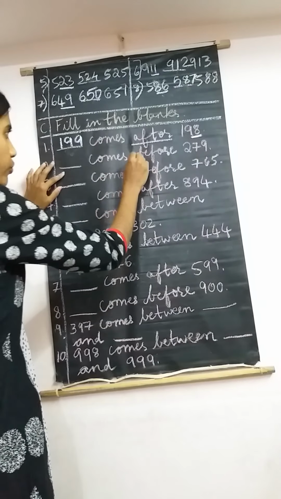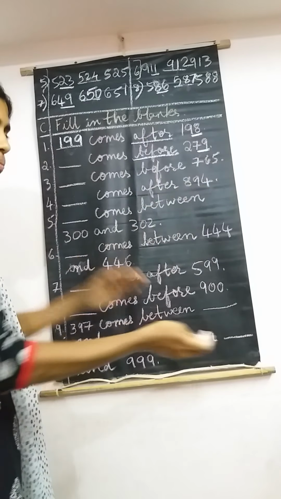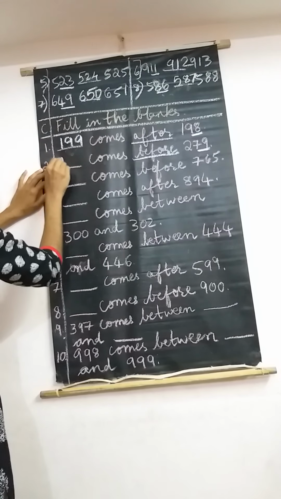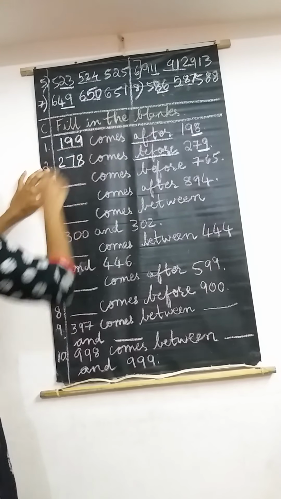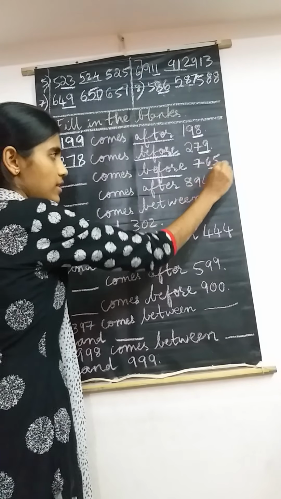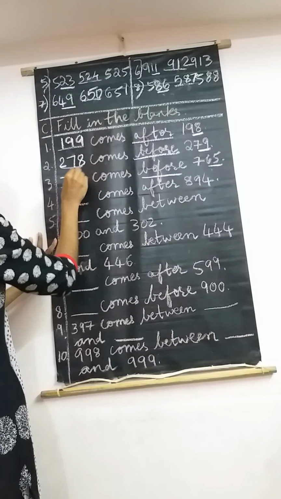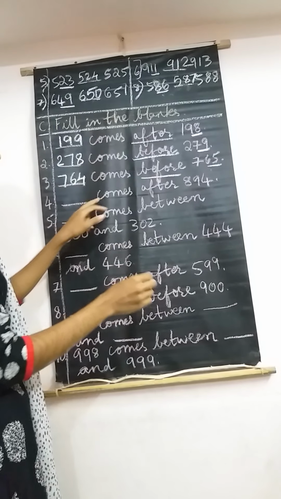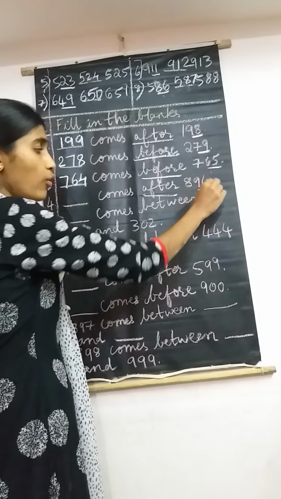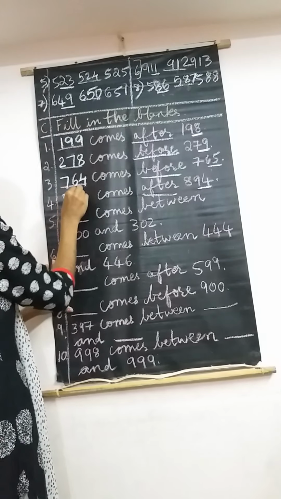Here comes before. Remember, before. Before 79 is 78. So, 278. Now, dash comes before. See, before 65 is 64. That is 764. Dash comes after. After 94 is 95, so 895.